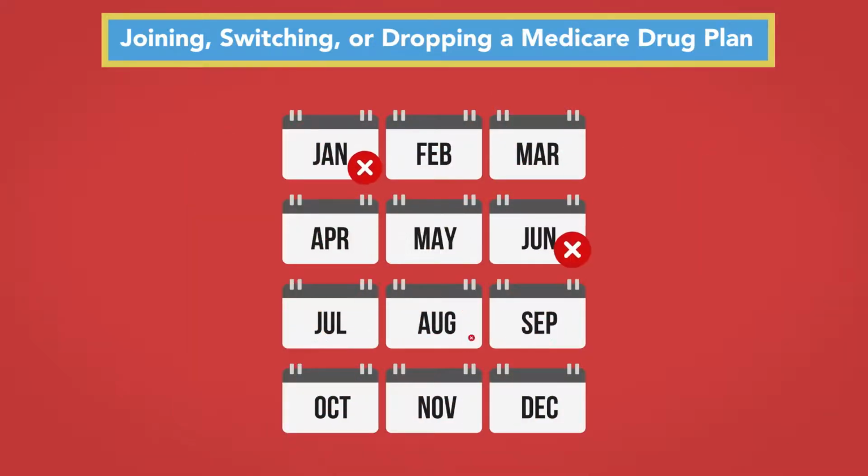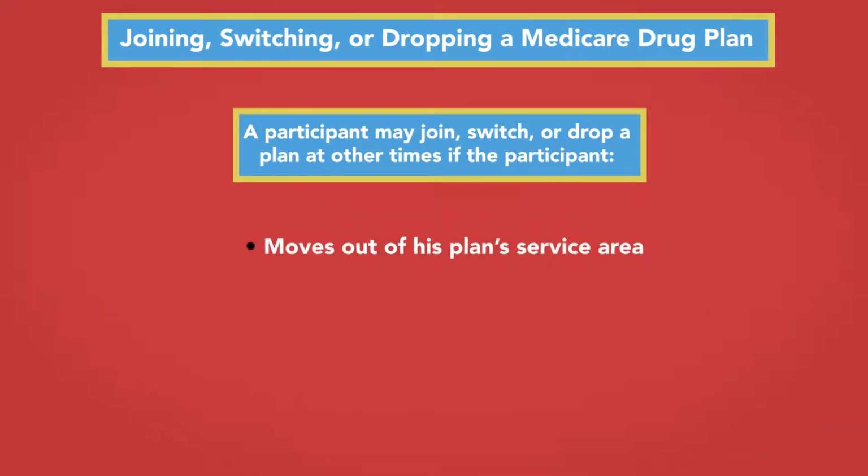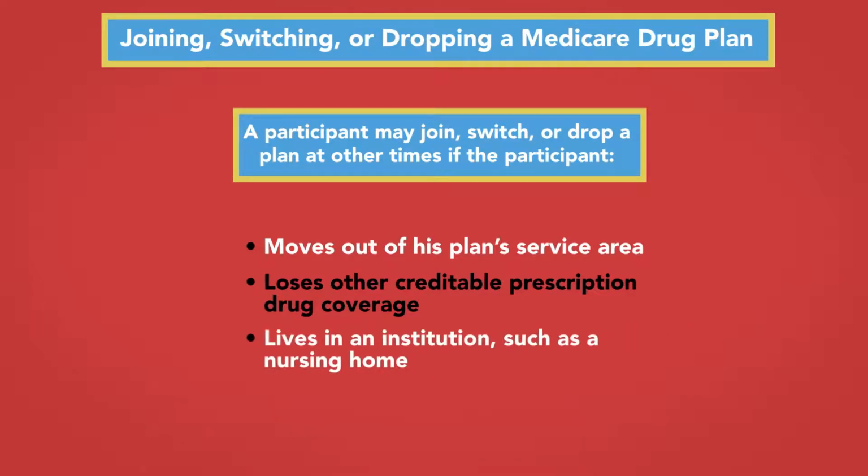While changes during a calendar year are generally not allowed, a participant may join, switch, or drop a plan at other times if the participant moves out of his plan's service area, loses other creditable prescription drug coverage, such as from an employer or union, lives in an institution such as a nursing home, or qualifies for Medicaid or extra help, to be discussed more later.